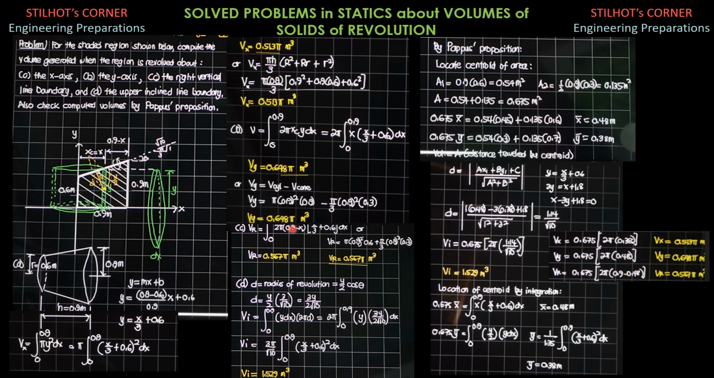And for part C, volume equals area 0.675 times 2 pi. The radius of revolution is 0.9 minus barred x, so 0.9 minus 0.48, and you will get 0.567 pi cubic meter. For part D, I already presented that using this approach. The volume is 1.529 cubic meter.